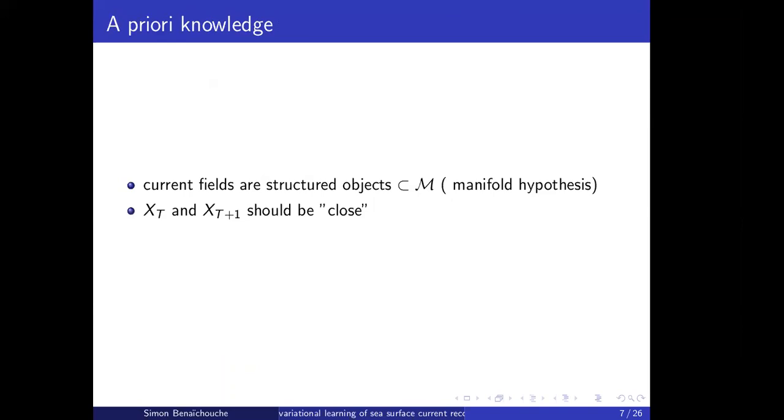So we are going to use the a priori knowledge we could have on the problem. We know that current fields are structured objects, because if I show you an example of a current field and an example of a photo of a potato, you will say that's a current field, that's a photo of a potato. There are structures in a current field.